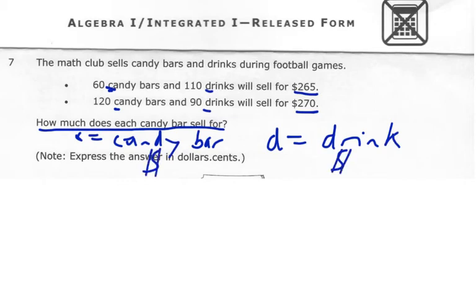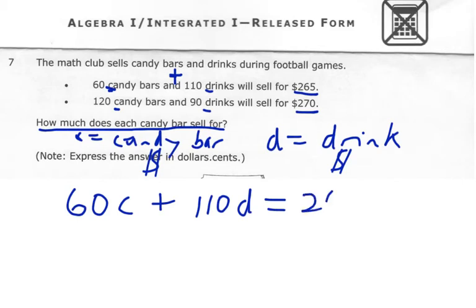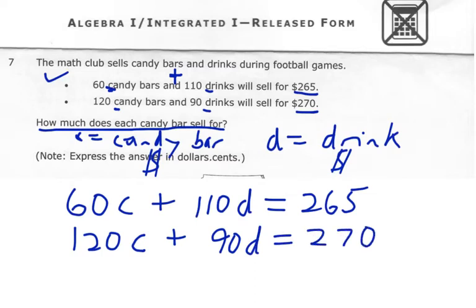Alright, so for the first equation it would be 60C, and plus means we're adding those because you're purchasing both of them, so plus 110D, and then it sells for $2.65, so I'll set that equal to $2.65. So we did the first one. The second one is 120 candy bars, so 120C because we don't know how much they cost, plus 90 drinks, so 90D equals 270. And this one is in standard form, so it's not easy to solve for C or for D. We have to do a two-step equation to do that. That is obviously an option, but I think the quickest way on this one is going to be elimination.